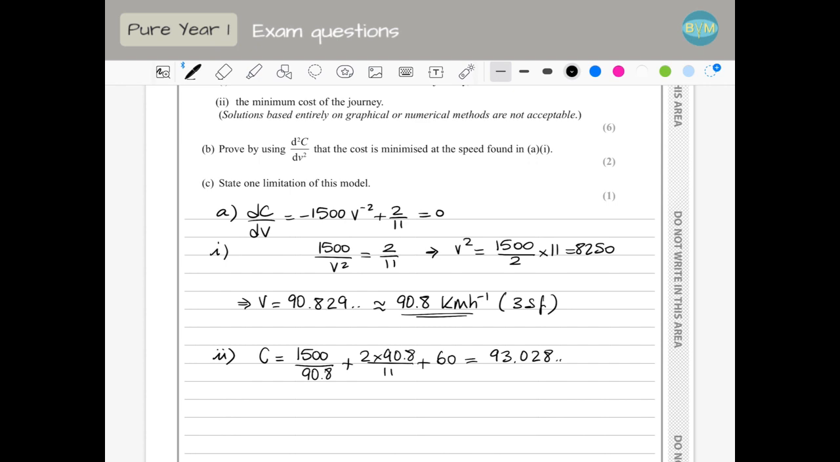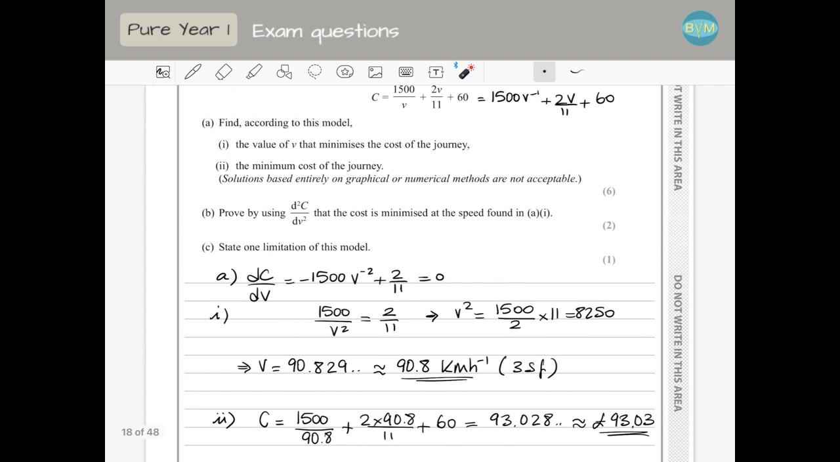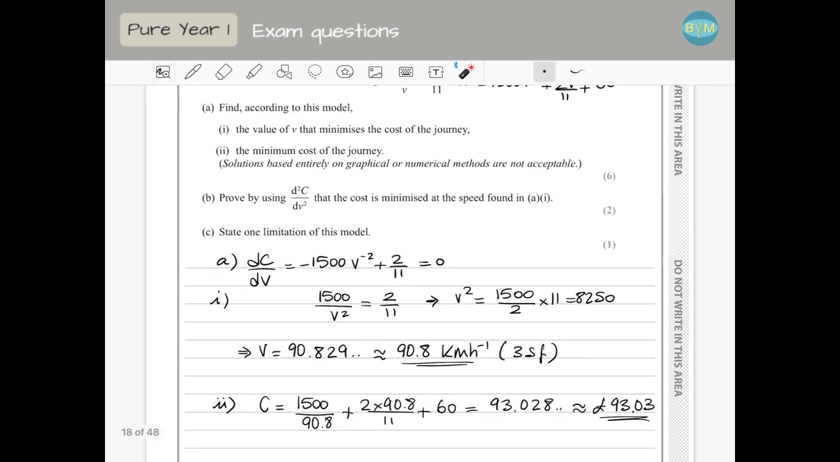pounds. And if we round, we can say 93.03 or just 93 pounds. To two decimal places because it's money, so you shouldn't round to anything else unless they tell you. Then, prove by using the second derivative that the cost is a minimum, and not a maximum.